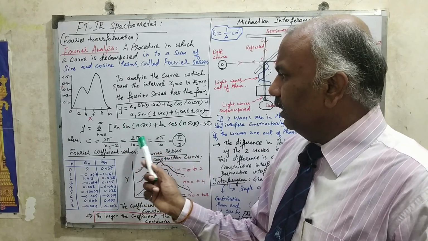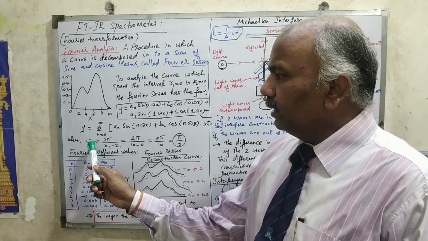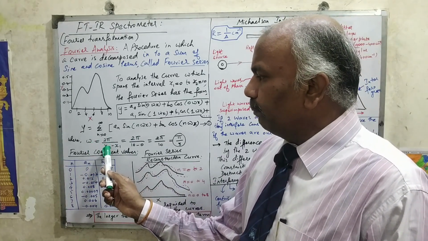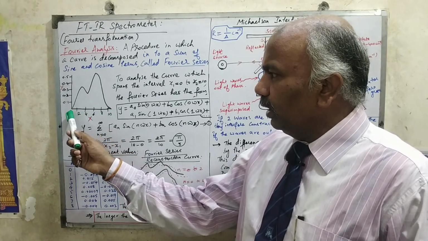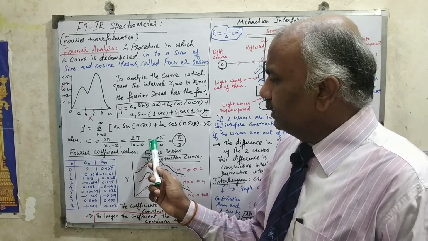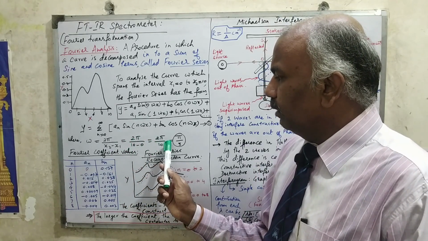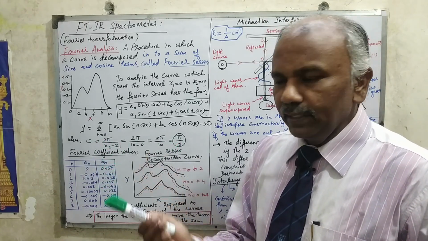So this is the generalized equation for Fourier analysis, where omega is equal to 2 pi divided by x2 minus x1. So x2 is the maximum interval and x1 is the minimum interval. So that is 2 pi divided by 10 minus 0, which is equal to 2 pi divided by 10, which is equal to pi by 5. So omega is the angular frequency, or double the frequency, right?